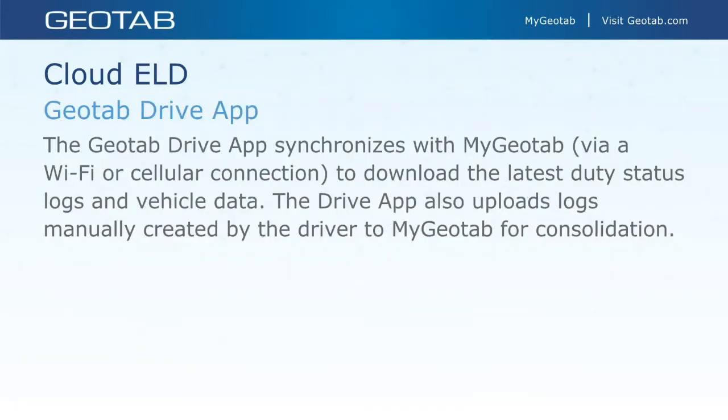The Geotab Drive app synchronizes with My Geotab, and that can be done via Wi-Fi or cellular, to download the latest duty status logs and vehicle data. The Drive app also uploads logs manually created by the driver to My Geotab for consolidation. So that's basically the point that I just went over. It's coming from those two different sources.